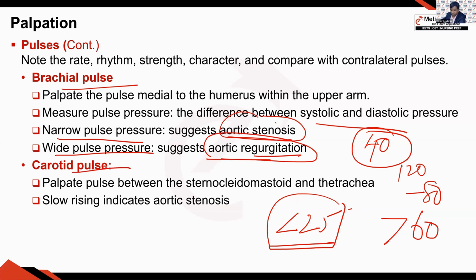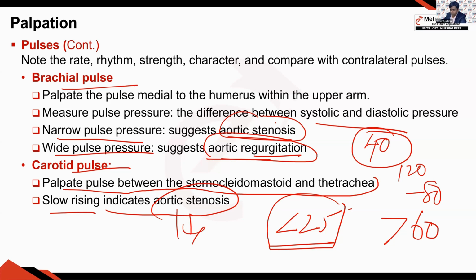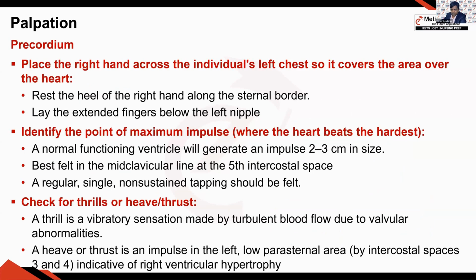So carotid pulse: palpate the pulse between the sternal notch and trachea. We palpate here. You should know the exact palpation of the carotid pulse. Slow rising indicates aortic stenosis. When you palpate the carotid pulse, usually it is feeble, good. If it is slow rising, that indicates aortic stenosis. That will be one more finding here. Aortic stenosis will be studied in your disease conditions.